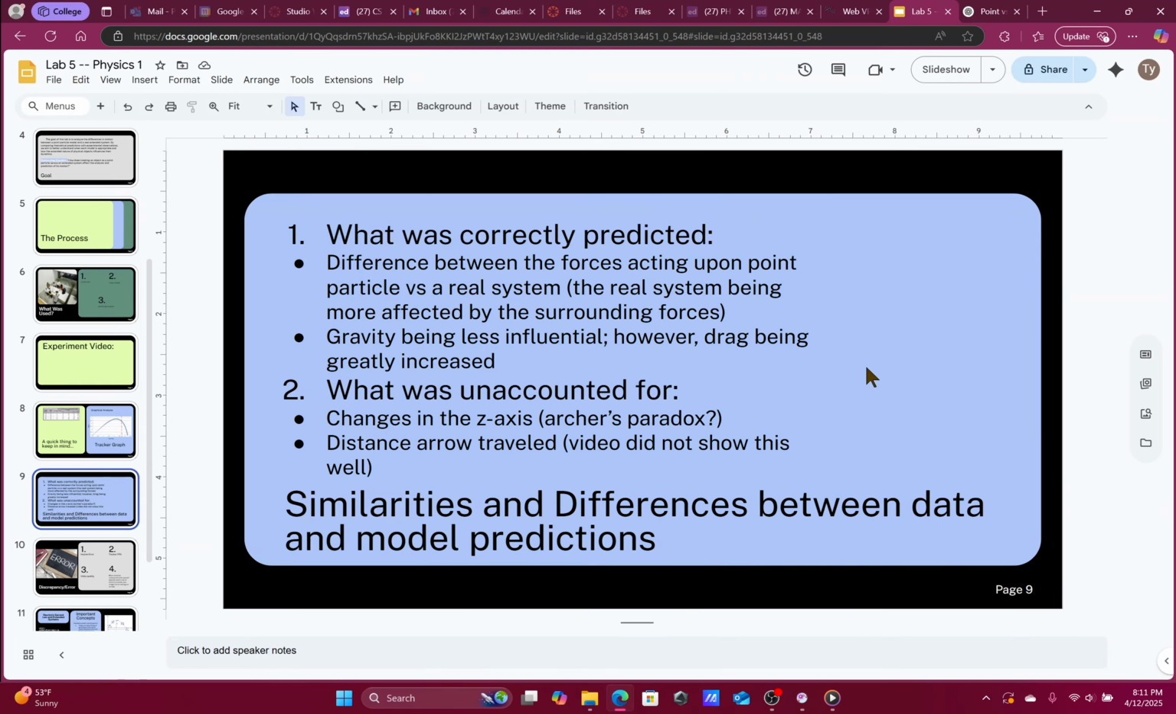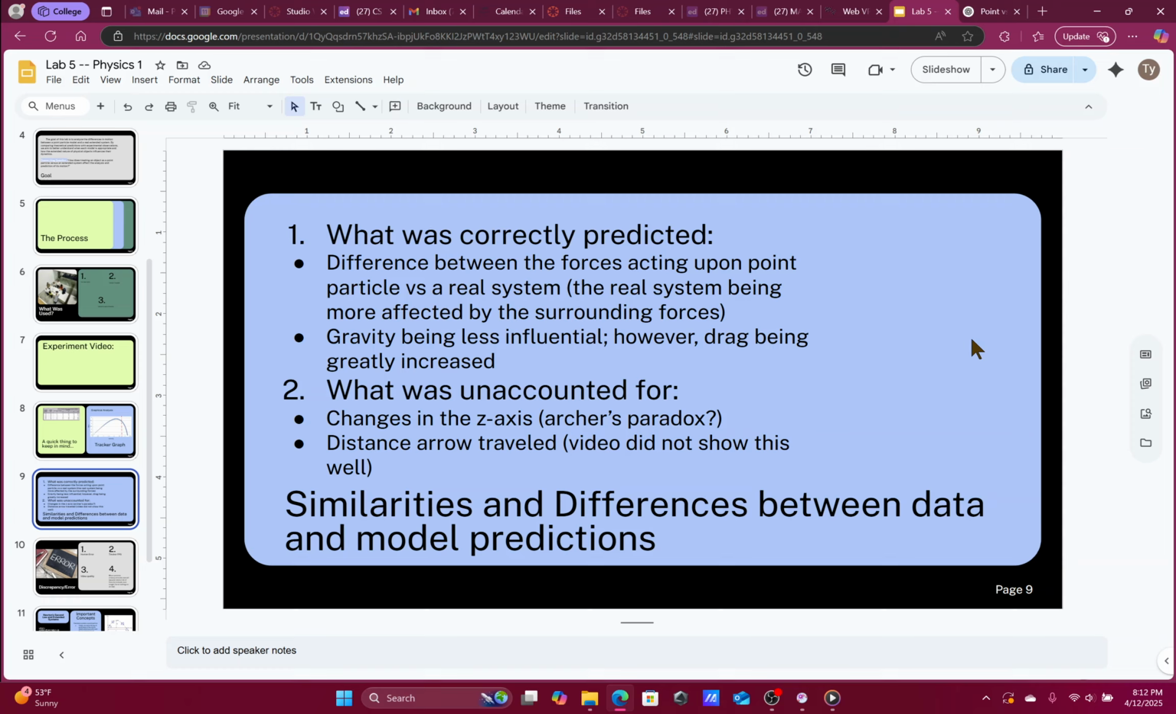Now, some similarities and differences between the data and model predictions. What was correctly predicted was the difference between the forces acting upon the point particle versus a real system. Basically, there are a lot more forces acting on the arrow underwater than if the arrow were just traveling as a point particle system. And, like I said, gravity being less influential, however drag being greatly increased. Although arrows are aerodynamic, they're much better suited for the air and do face a lot of drag underwater, especially at higher speeds.